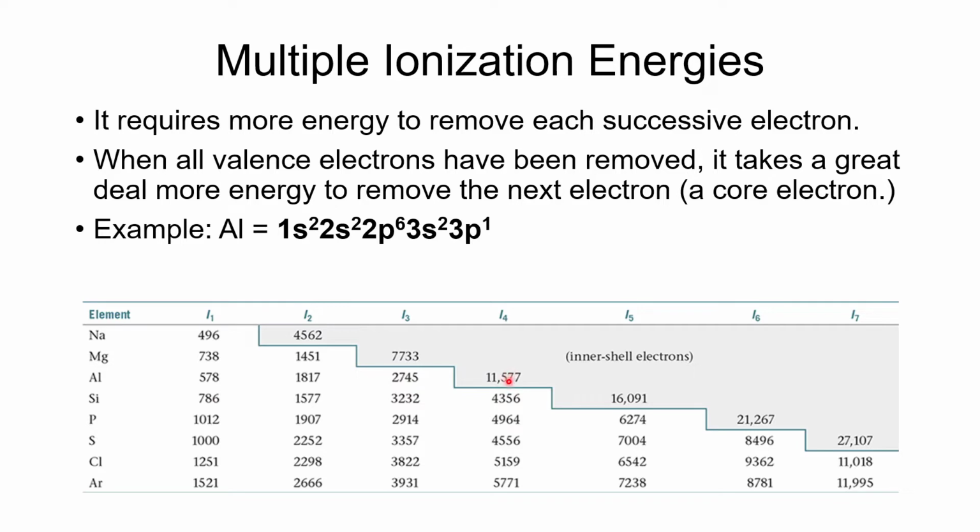You'll see that the third electron in aluminum was 2745, but to remove a fourth electron, we would have to remove it from the 2p subshell. So here's aluminum. We took our first one from 3p. That was relatively easy. The next two came from the 3s subshell. But then this fourth one, 11,577, that one came from the 2p subshell. And as we already know, that is much more difficult to remove.